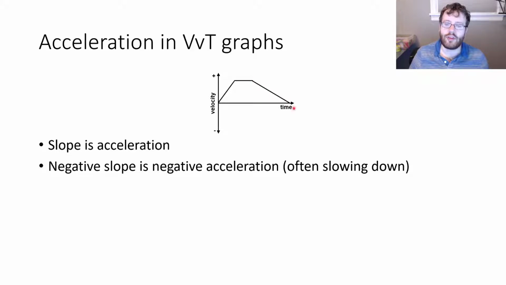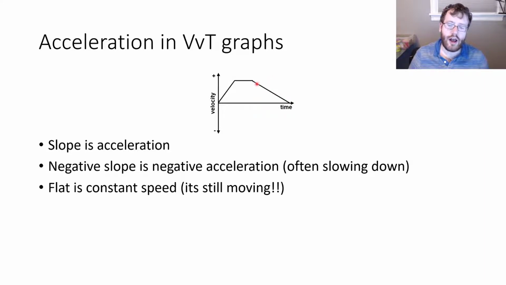So for example, this over here would be slowing down. You can see the speed starts off high and it's getting lower and lower and lower. This would be a negative acceleration over here. A flat line is a constant speed. Now, don't confuse this for a flat section of a distance versus time graph. We're still moving. We're moving at a constant velocity, however. And of course, a positive slope would be a positive acceleration.